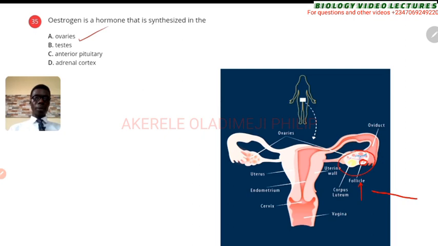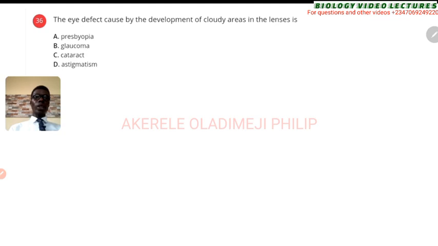The eye defect caused by the development of cloudy areas in the lenses is cataract. Now let me explain something. Presbyopia means old sightedness, when the muscles of the eyes become weaker, so the ability to focus becomes faulty. Glaucoma is when you have intraocular pressure, when too much fluid is produced in the eye, which causes some bulging and, if care is not taken, can lead to blindness. Astigmatism is when you have an uneven shape of the cornea.